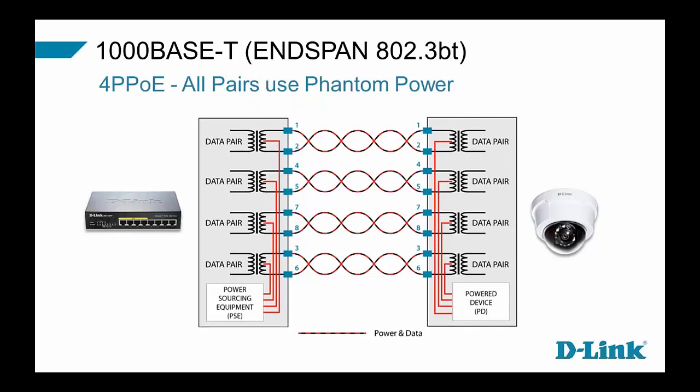Now, if we look at the new standard, the 4-pair power over Ethernet, or 802.3bt, it stands to reason we've got data on all 4 pairs, and we're applying phantom power, the PoE power, on all 4 pairs as well.